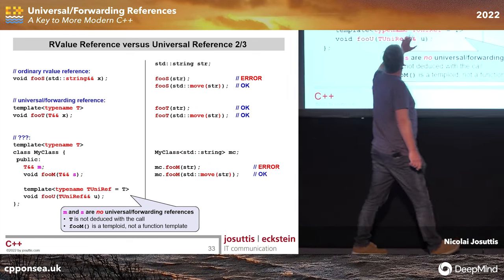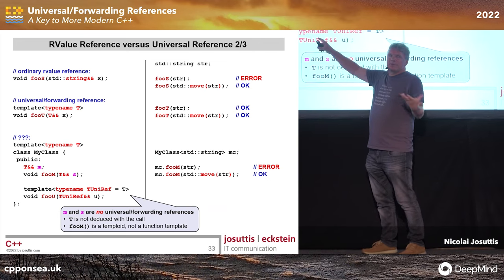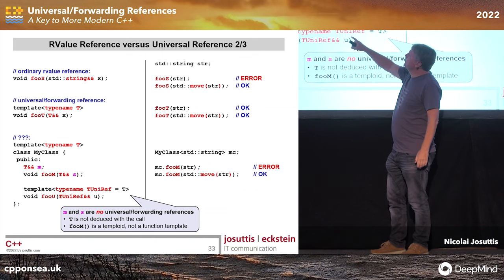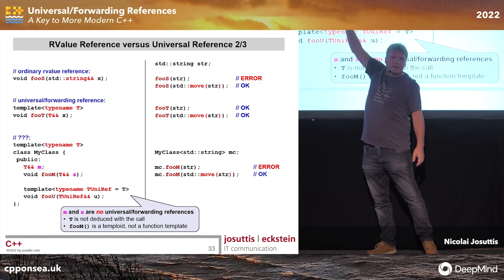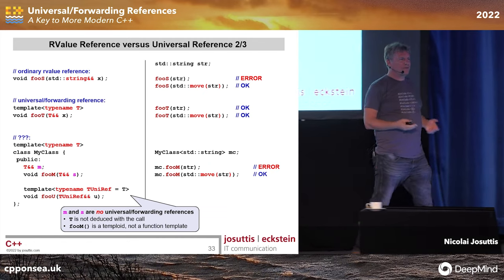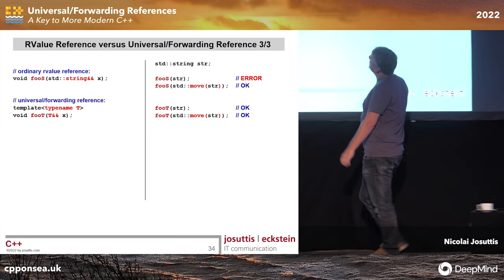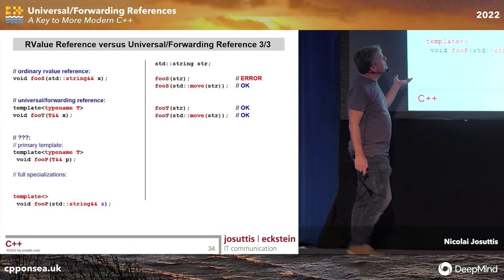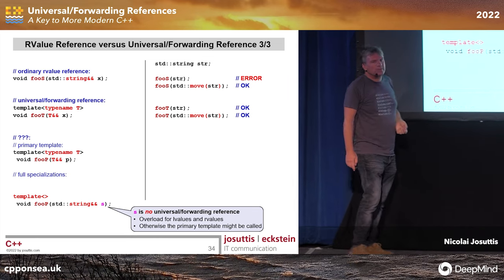There are tricks to make it possible for such a member function to be so generic that you can really use it as a universal reference. You have to introduce an additional template parameter initialized with the same parameter as here, and then this member function works as a universal reference. Oh, we hate C++, I know. Okay, third example. Full specializations. By rule, full specializations are no universal references.